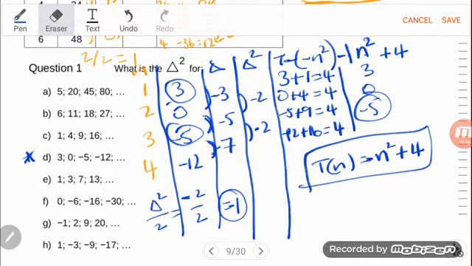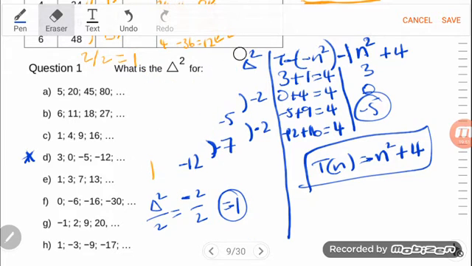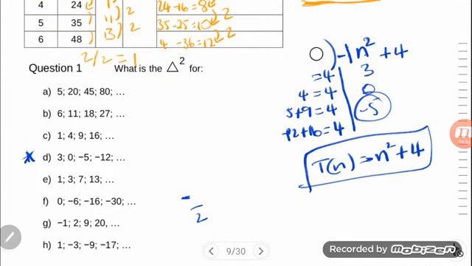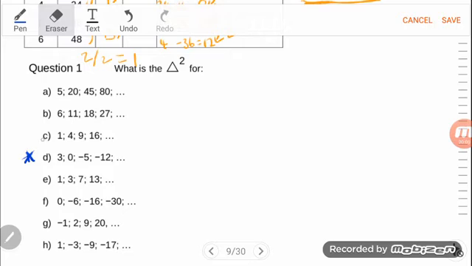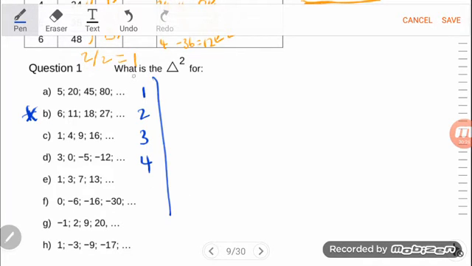Okay. Let's try one more hard one. Just one more. What one have we not done? Have we done B yet? Let's see if we've done B. So, first, second, third, fourth, fifth term. 1, 2, 3, 4. Oops, only 4 of them. Okay, so that's our n.